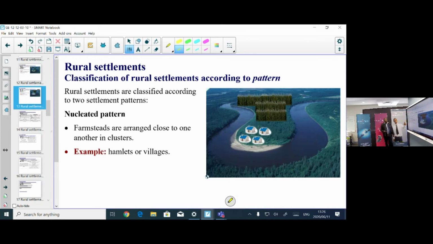Rural settlements are classified according to two settlement patterns. We've got a nucleated pattern, where farmsteads are arranged close to one another in clusters. The examples are hamlets and villages. The other pattern is the dispersed pattern. That's also another pattern that classifies the rural settlement. So we've got nucleated and dispersed.